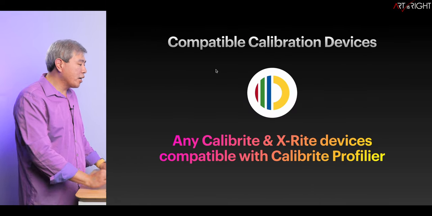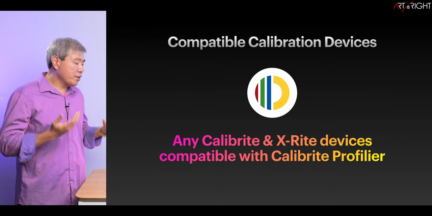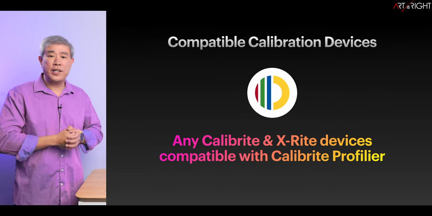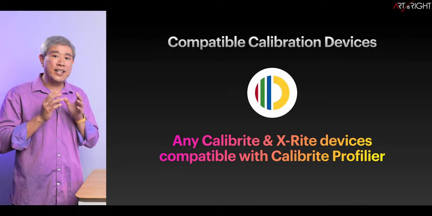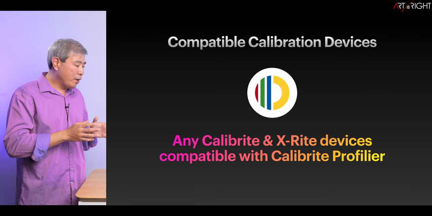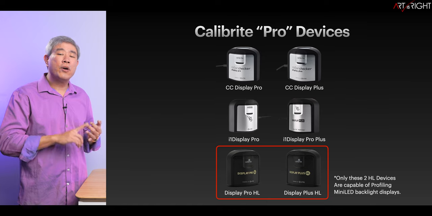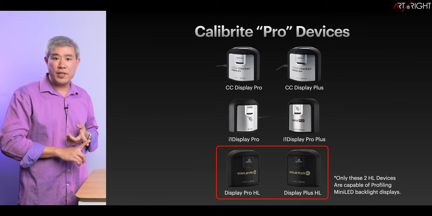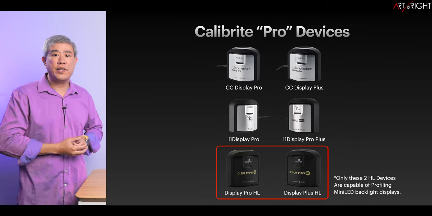Now let's go back and talk about the compatible calibration devices. Because the method that we are going to do to profile these displays are fairly straightforward, any device from Calibrite or X-Rite that is compatible with Calibrite Profiler will work for these methods. However, if you do have the Pro devices, for example, Display Pro, Display Plus, or the Display Pro HL, Display Plus HL, these are the Pro devices and will give you more control over the ICC profile that you are going to create.